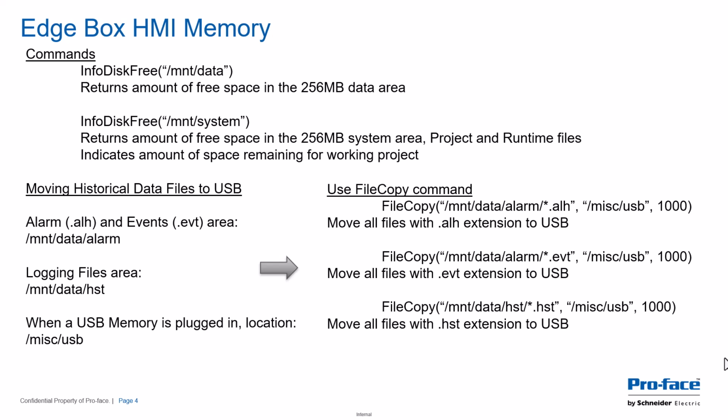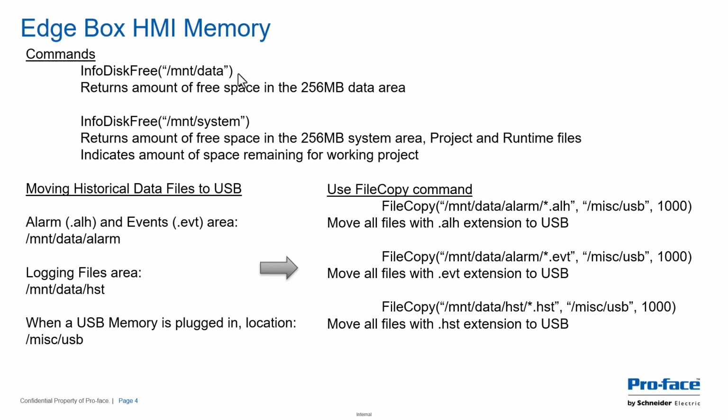Okay, so now switching back to the PowerPoint, this is where I'm showing a couple of different commands that we can use, and most importantly, what is the path that we need to use to get at the places that we want to look at in the memory of the EdgeBox HMI. Remember, on Windows, this is a much easier thing to determine. So disk-free is going to be whatever hard drive you want, for example. But in the Linux space, this is a little bit different. So you can see here, info disk-free.